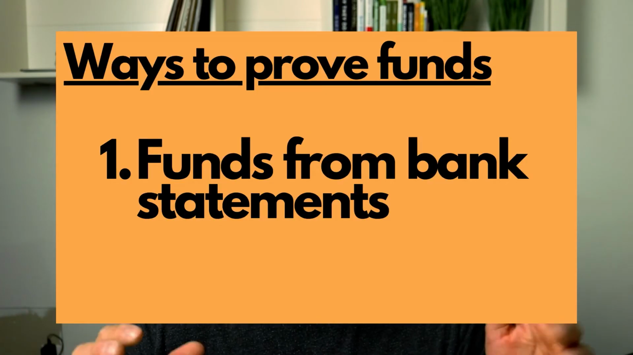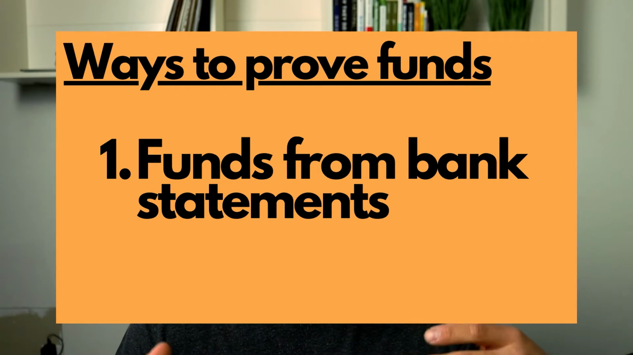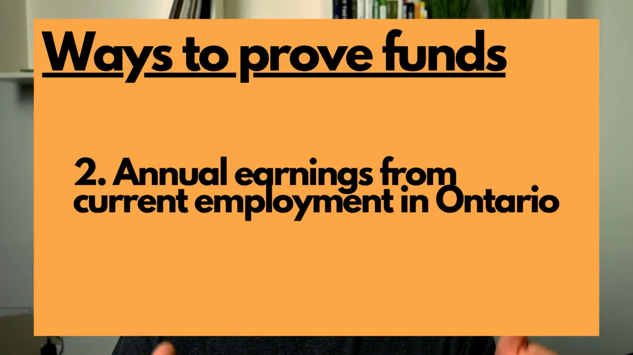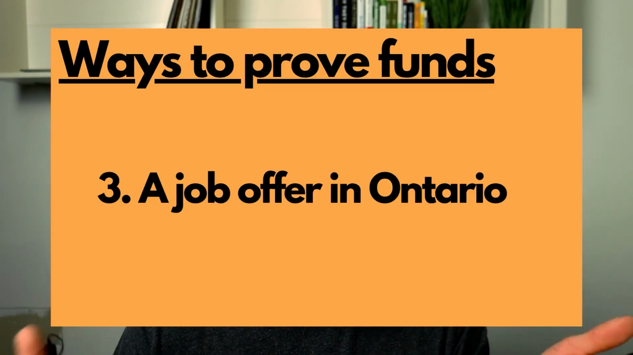So there are 3 ways that you can fulfill this requirement. And to meet the requirement, you can combine multiple ones of these or do it all in a single requirement. And that will make a little more sense once I show those. And they are: 1, funds can be shown from bank statements or statement of accounts showing other investments so long as they are not locked in. 2, you must be able to show annual earnings from current employment in Ontario. Or 3, a job offer in Ontario.